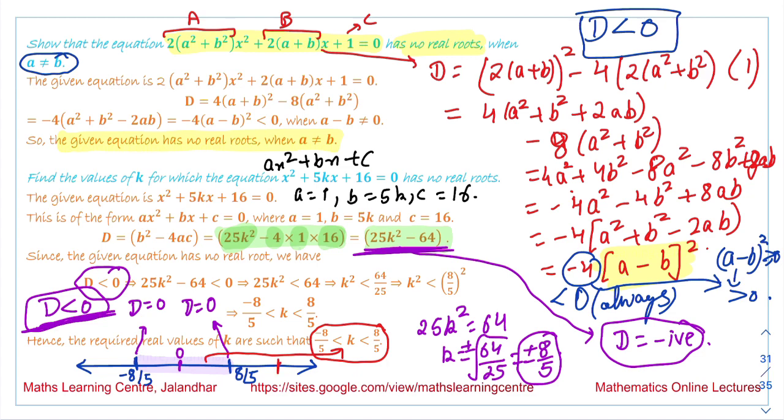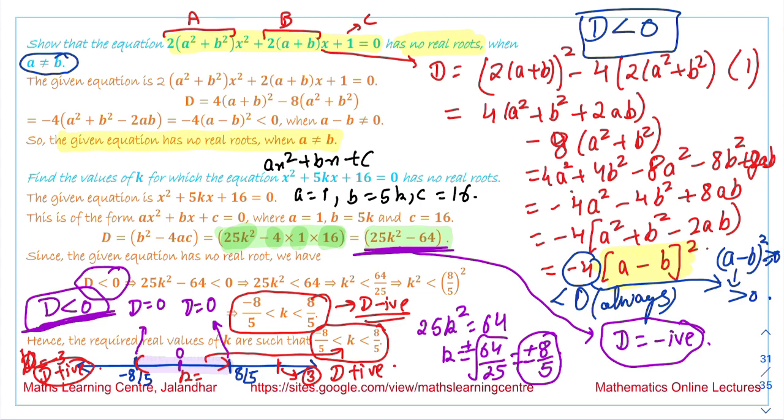Because if you substitute any point after this, suppose I am substituting 3 as the value of k, you will get the value of d is positive. If I am substituting k as minus 3, I am getting d is positive. So this is the complete method. You can refer to the videos related to inequalities, that how we find this. But right now you can see from here that if we substitute the values of k between minus 8 by 5 to 8 by 5, then the value of d will be negative, and this is the required answer.